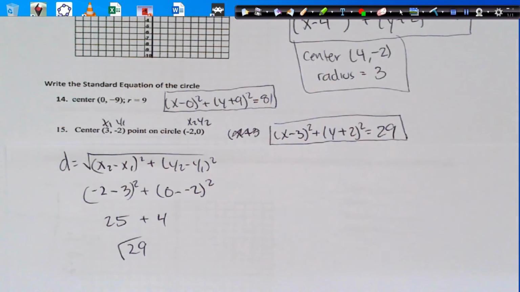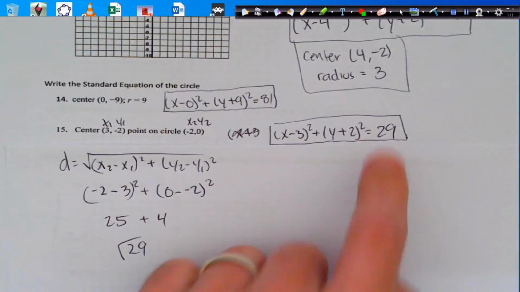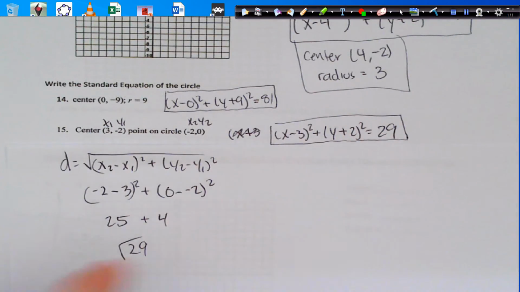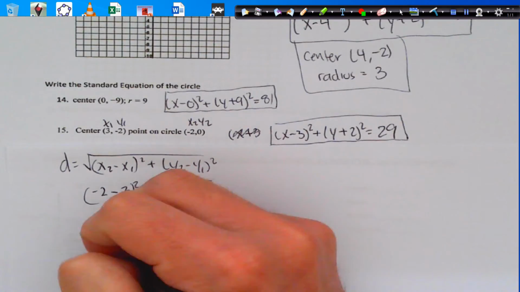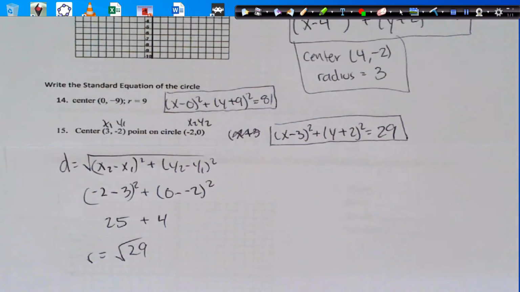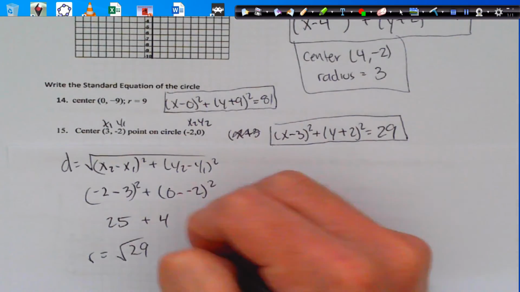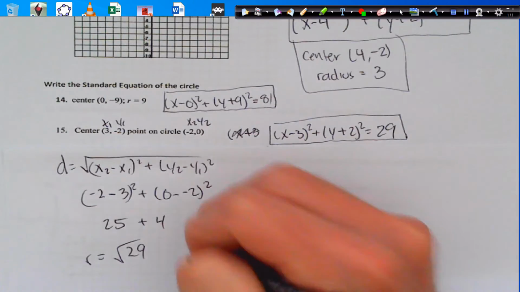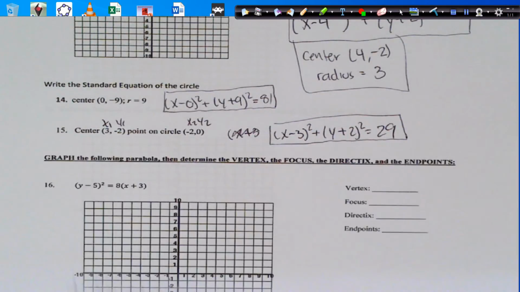There you go. Again, this is positive, or not positive. It's a whole number, 29, because the radius, which is the distance from the center to the circle, is root 29. So we want r squared, which is going to be 29 because we square it. That's a little r. Okay. Find the focus, the directrix, the vertex, and the endpoints.